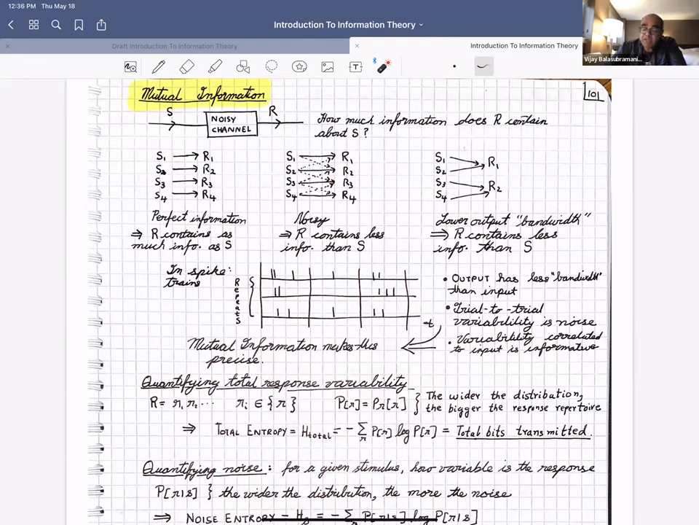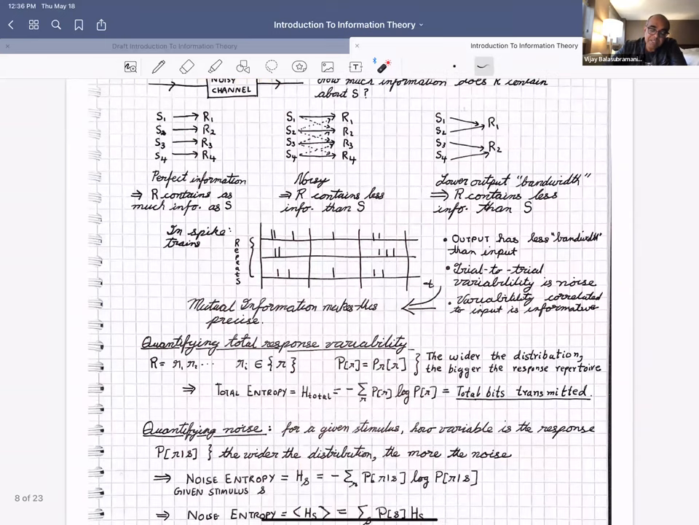If the output has a lower bandwidth than the input, that is to say, 2 inputs become the same output, for example, then it's clear that the output has less information than the input. So whatever quantity we write down to characterize how much R tells you about S has to reflect these kinds of properties. So, again, take a neuroscience example.